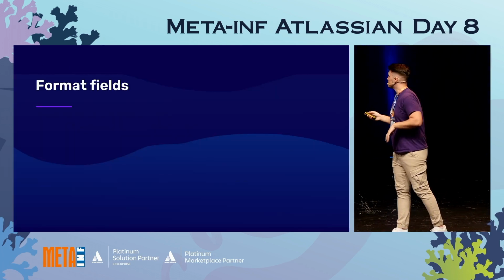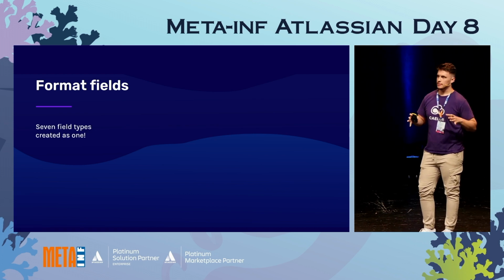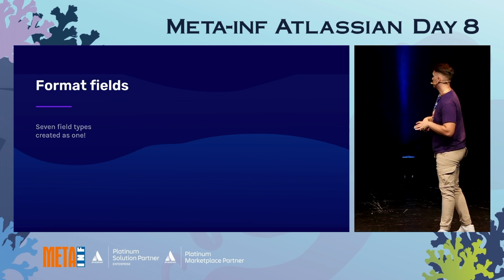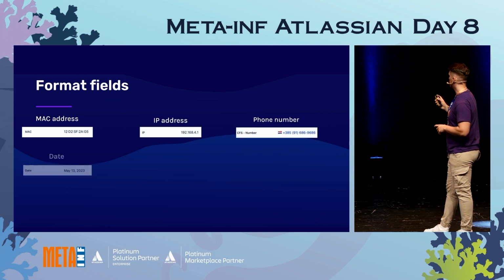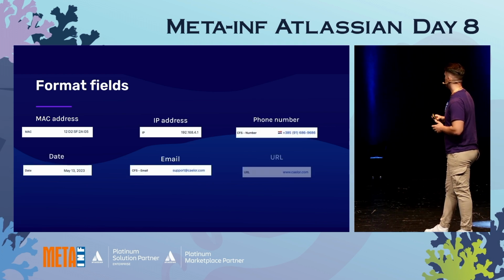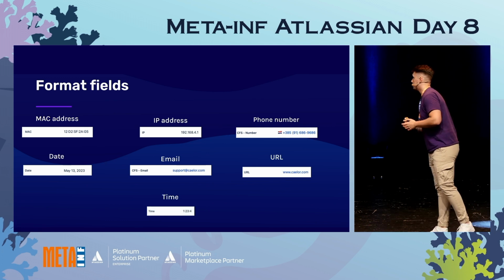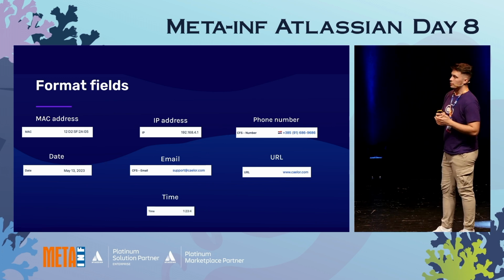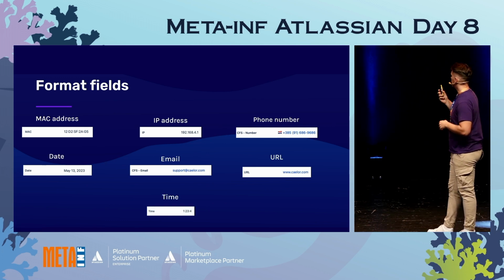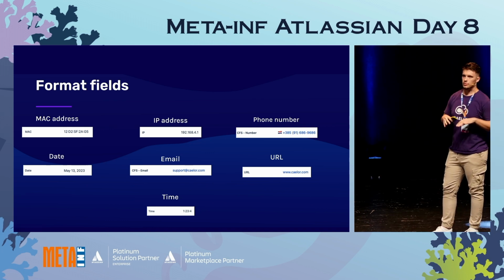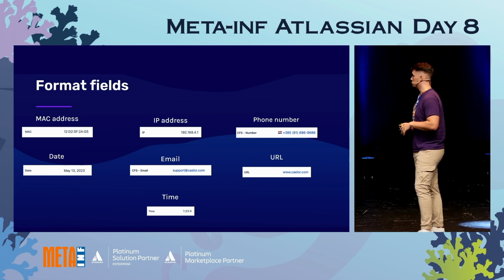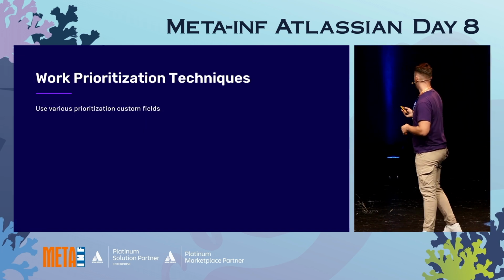Format fields. These are 7 field types that are combined into one. Here you have the MAC address, IP address, phone number, date, email, URL, and the time format field. And if you were wondering, you can make phone calls and send emails straight from your Jira issues. You do not have to leave the site, which is pretty cool if you ask me.